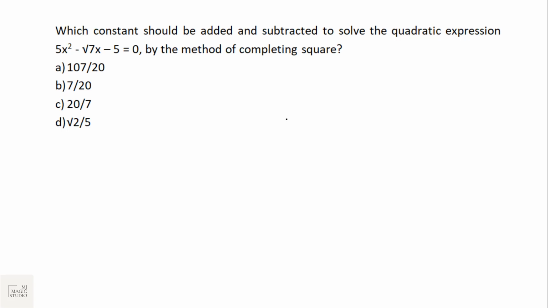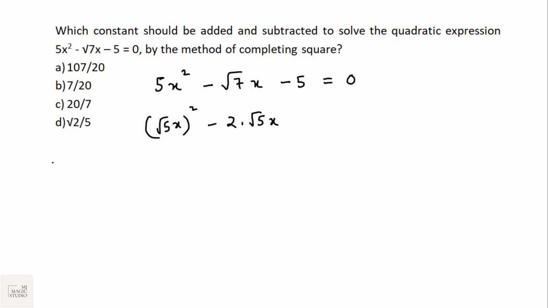Okay, the last one for today's session, and this is from quadratic expression. Which constant should be added and subtracted to solve the quadratic equation by method of completing a square? Let's just complete it and we will identify what we are supposed to add. 5x square minus root 7x minus 5 is equal to 0. So 5x square can be written as root 5x whole square minus 2 into root 5x if I write. That means a minus b whole square is a square minus 2ab plus b square.